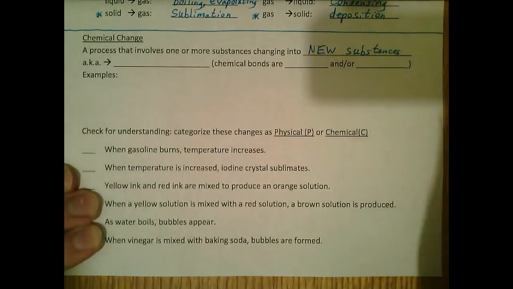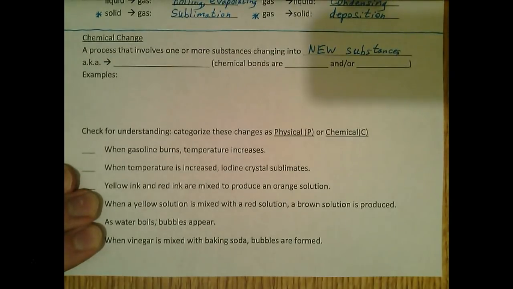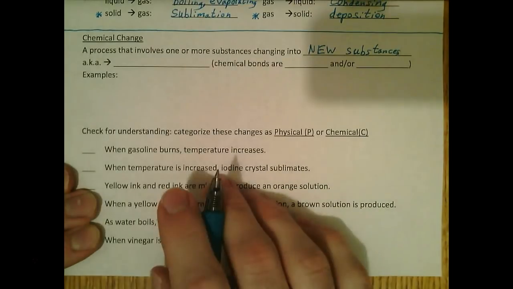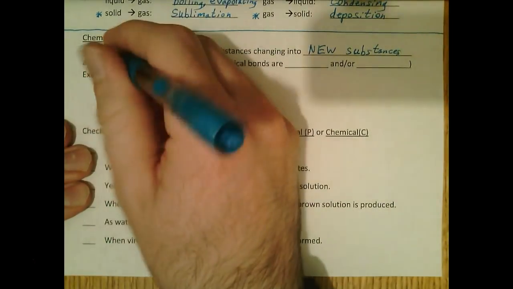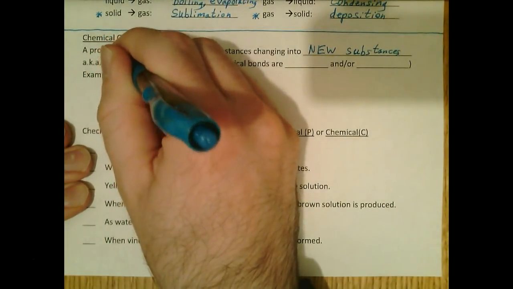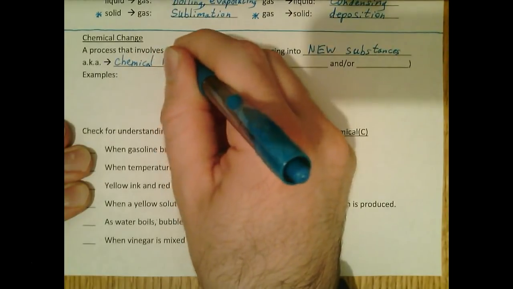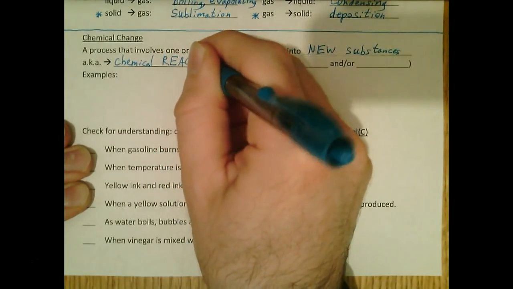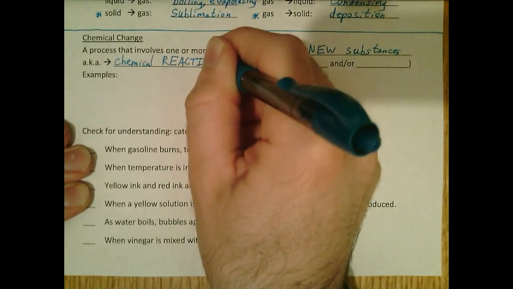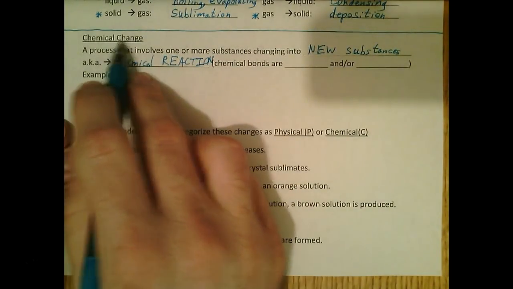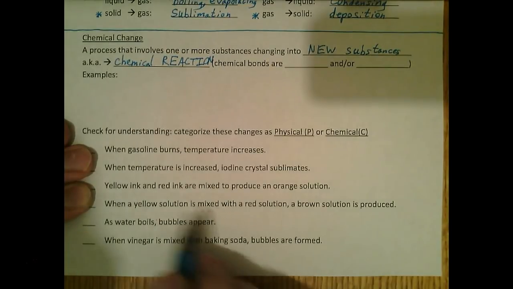There has to be some sort of transformation going into a different type of substance. Okay, also known as chemical reaction. So you see chemical change, another word is reaction. Know that word, that's a big deal. Okay, chemical reaction is the same thing as chemical change.